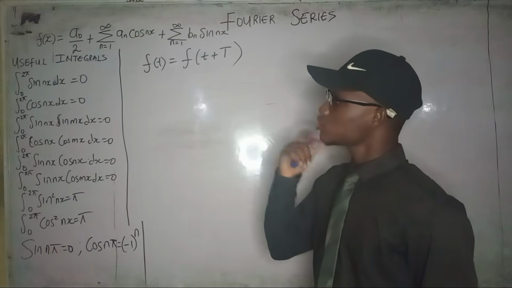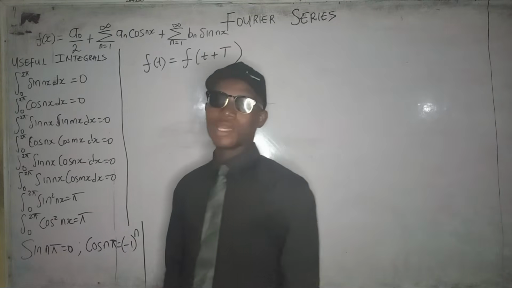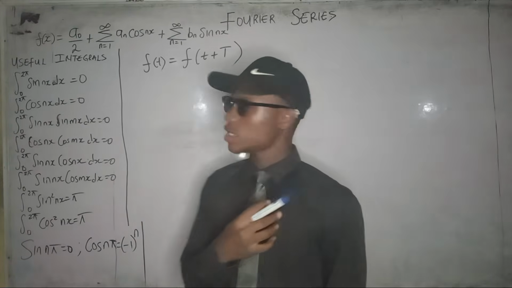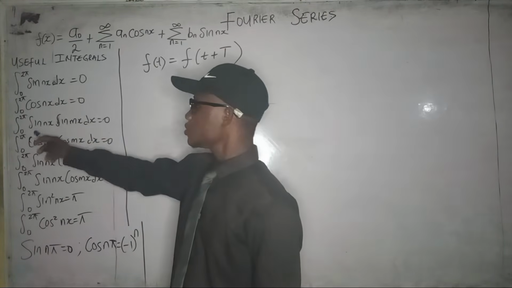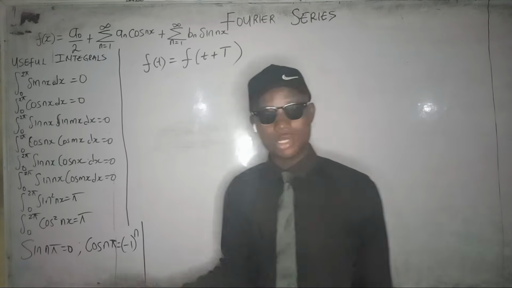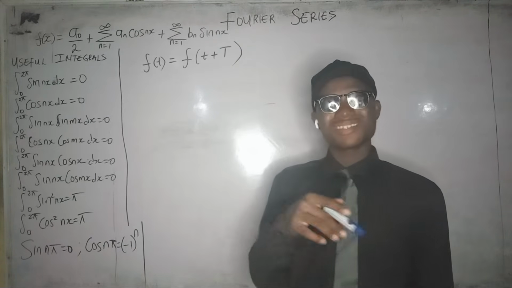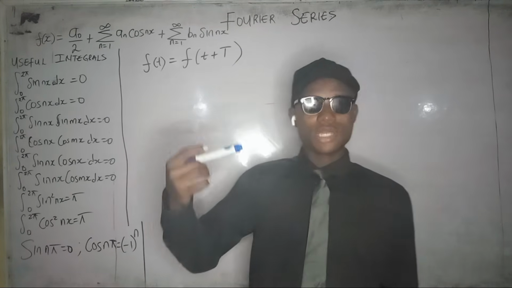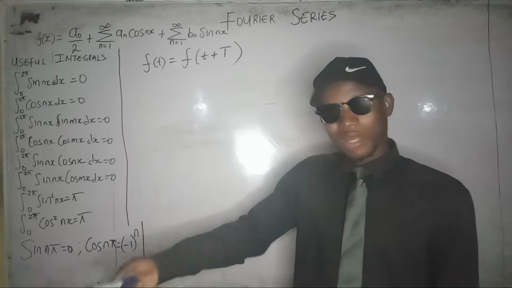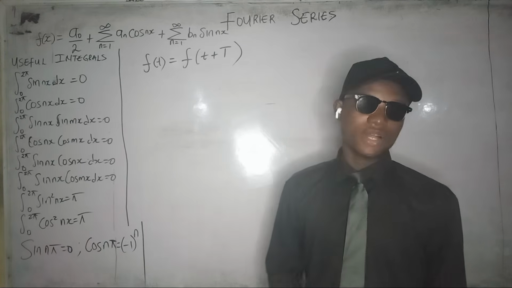We need to understand the useful integrals here. The first one is the integration from 0 to 2 pi of sin nx dx is equal to 0. Same thing with cos nx. Now the same thing when we have sin nx sin mx dx equals 0, in such a way that sin 2x times sin 3x, when integrated from 0 to 2 pi, is going to end up giving us 0. So once we see that kind of pattern, we should already know that this is going to give us 0, and input our value 0 already.